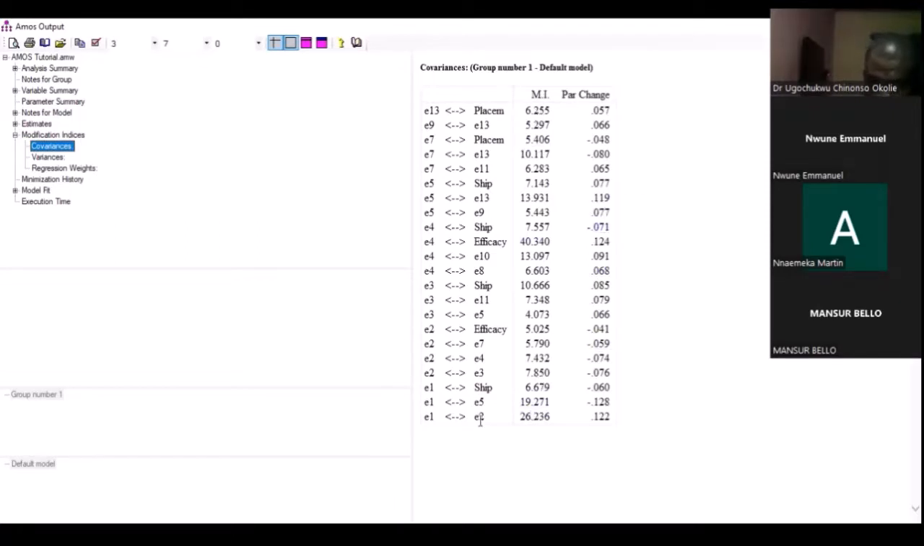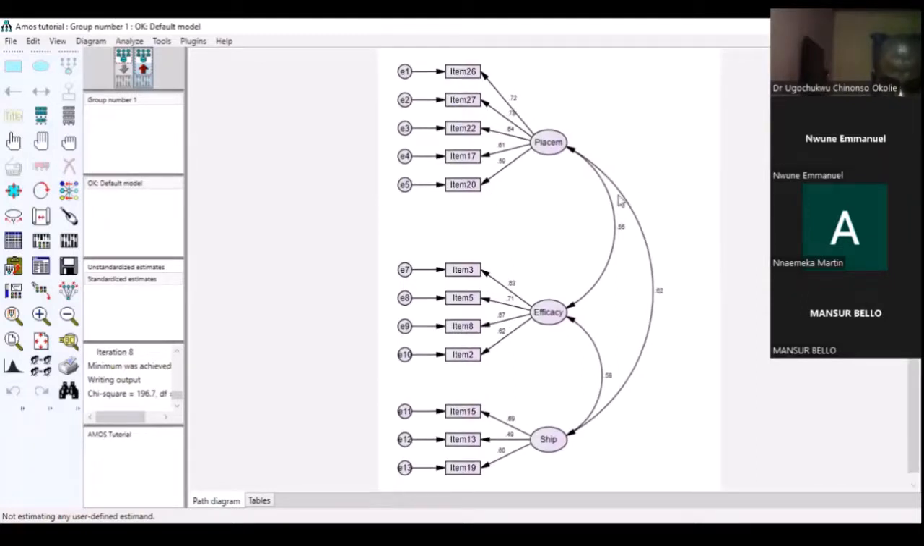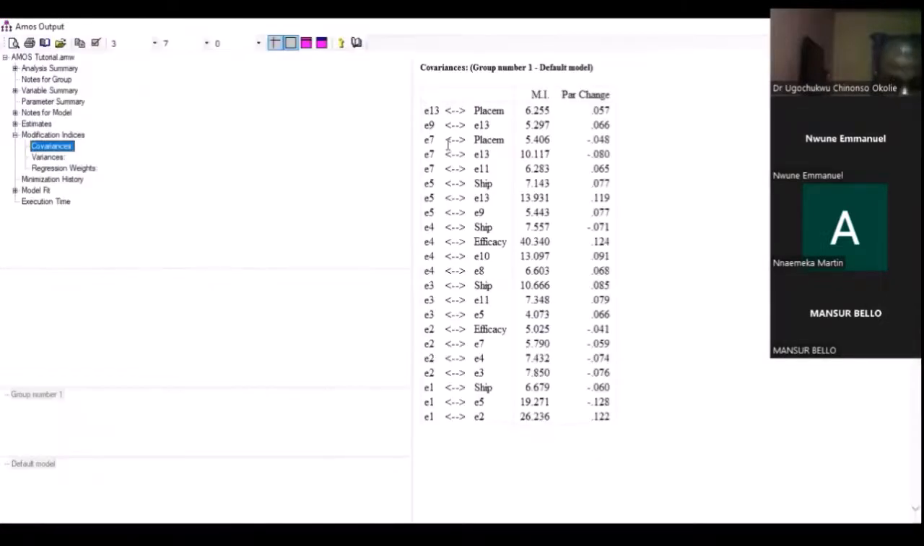Are you looking at what I'm doing? You can see items 1 and 2 is 26 point something. Are you looking at that? Yes, we are looking at it. Okay. So what I want to do is covary them. Under covariance in the output, it suggests that we can covary error terms 1 and 2.